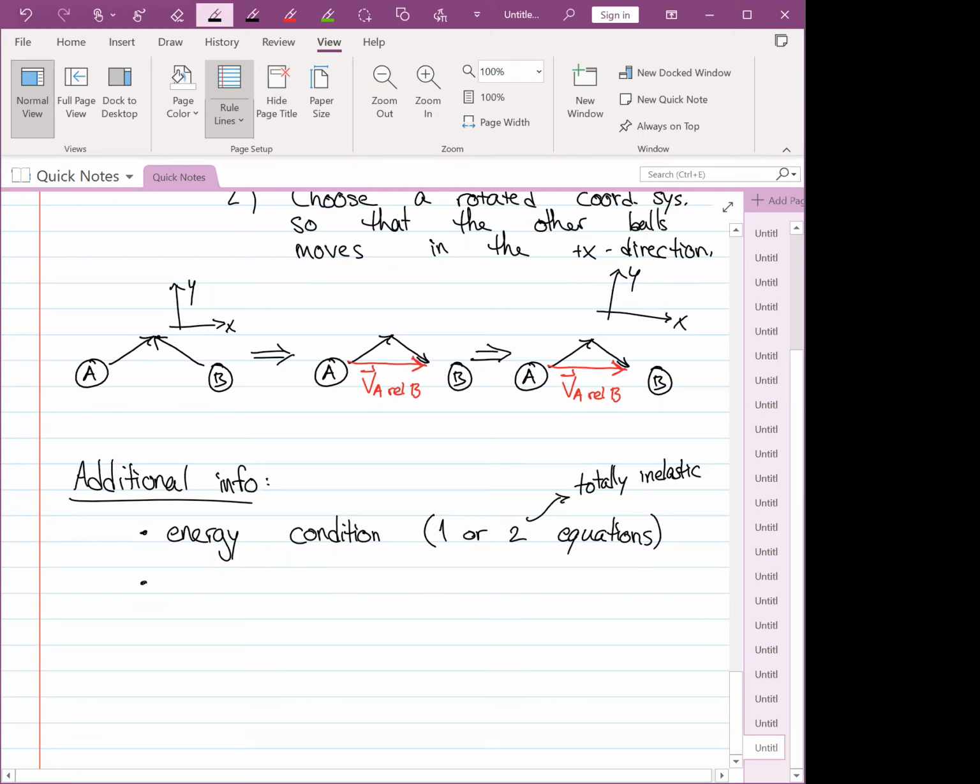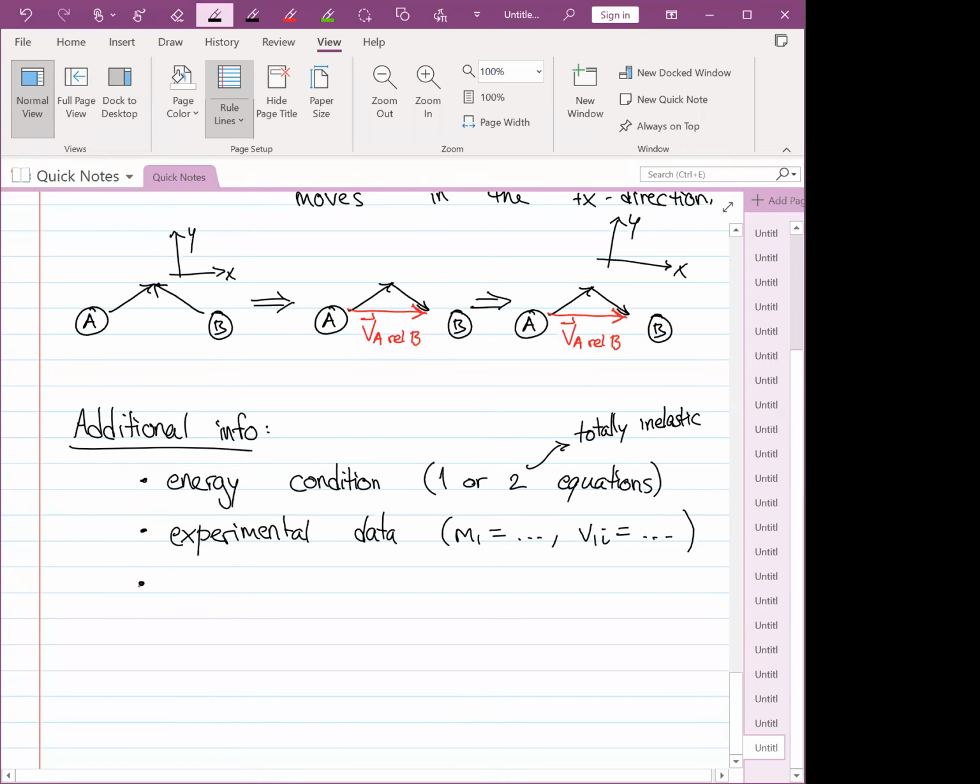Other additional information might be given in the form of experimental data. These would be things like M1 equals, or V1I equals. These are just things like initial values or things that somebody tells you, just numbers. Those are technically equations and they count.